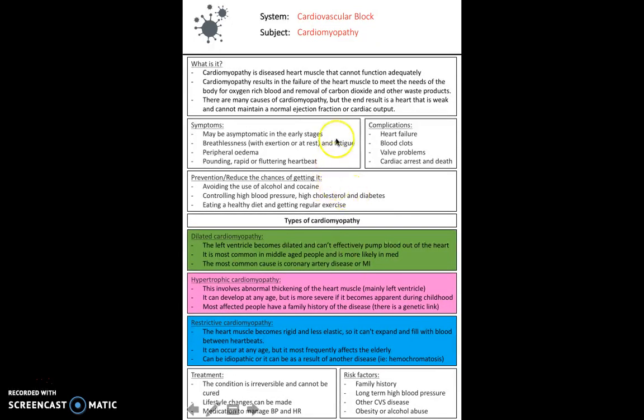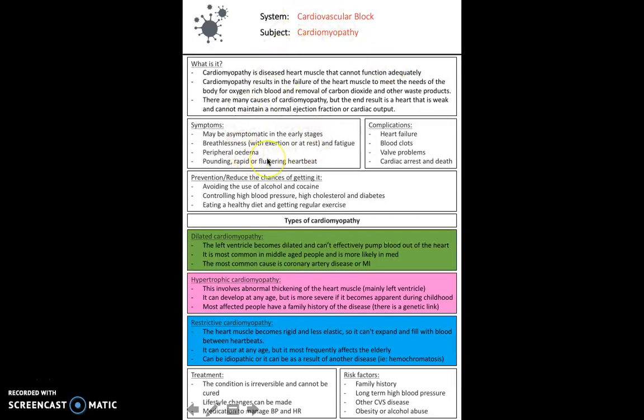Cardiomyopathy, essentially this is a diseased heart muscle that cannot function adequately, and it results in the failure of the heart muscle to meet the needs and demand of oxygen-rich blood for the tissues, and the removal of CO2 and other waste products. So there are many causes of cardiomyopathy, but the end result essentially is a weakened heart that cannot do its normal ejection fraction. It cannot pump blood the way it normally should.